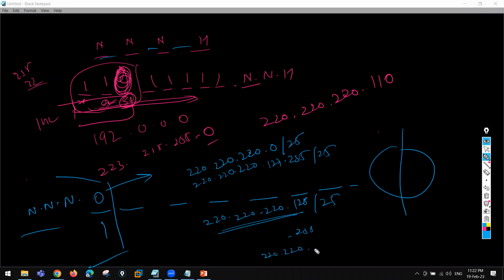It's 129. We are talking about the last octet. When this bit becomes 1, that is 128, and when the last bit becomes 1, 128 plus 1 becomes 129, correct? This is the first usable IP.